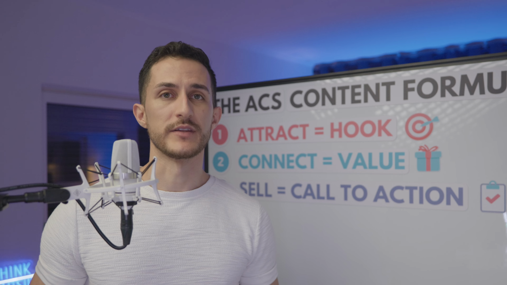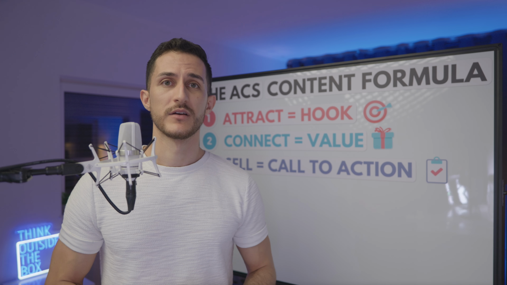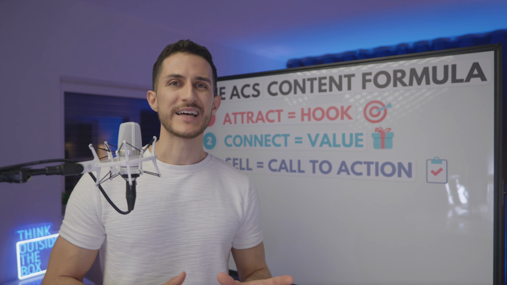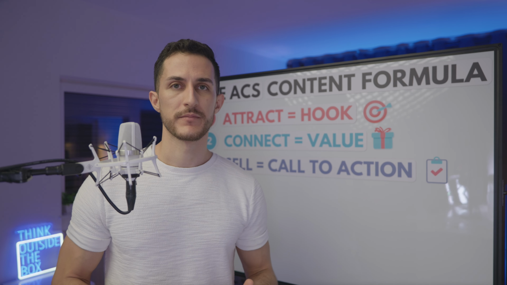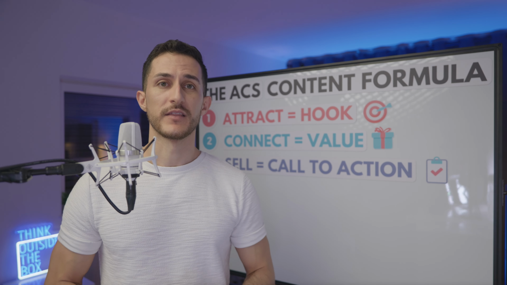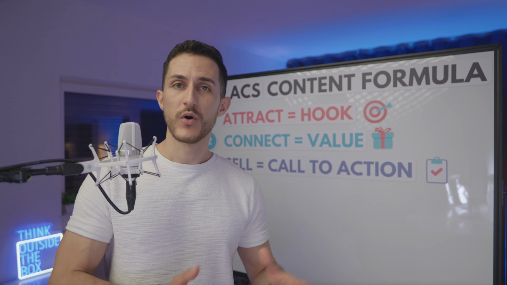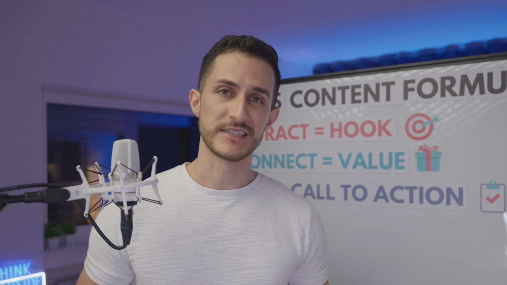Let me give you a quick example. Let's say you are in fitness. Attract would be too busy for long workouts. That's the hook. It grabs attention. Connect would be here's a 10-minute plan. That's the value. You are helping them. And sell would be save this post and try it. That's the CTA. You are telling them what to do. So, attract, connect, and sell. But no worries. I'll explain this more in the next lessons.